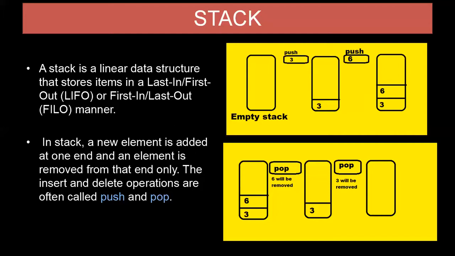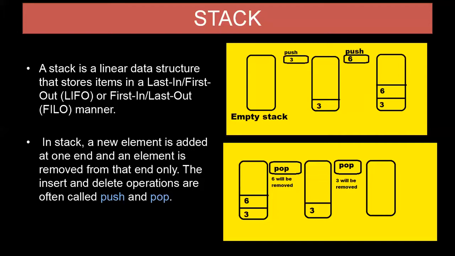So we have pushed, or inserted, the number 3 first, so we will remove the number 3 last. So we will remove 6 first. We will remove from the top and it will remove 6. And if we use pop again, then it will remove 3 and the stack will be empty.